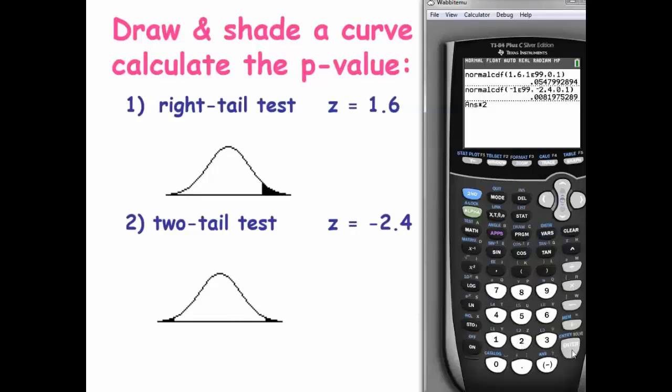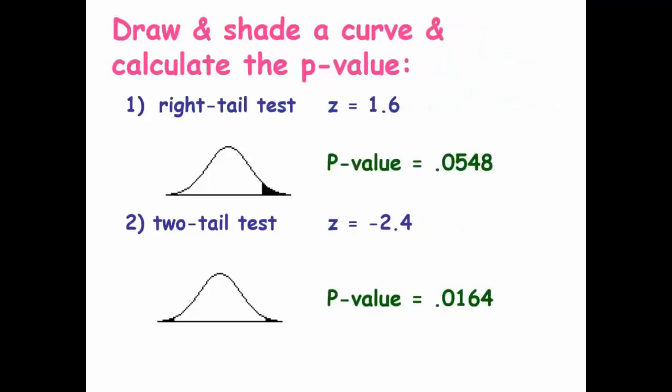And a lot of calculators will let you just hit the multiply 2 button, and it'll actually give you a p-value of, in this case, 0.01639. Okay, so there you go, in case you missed any of those statements about the p-values.